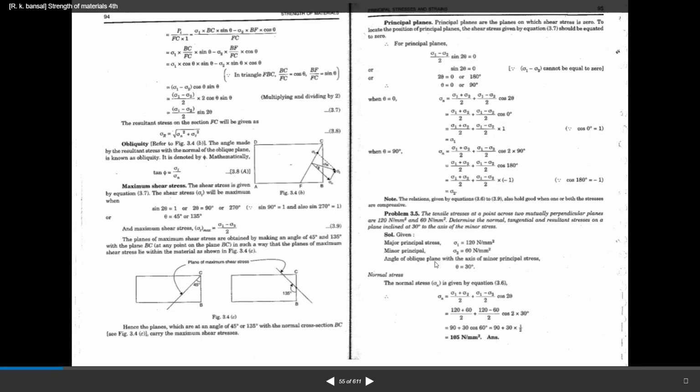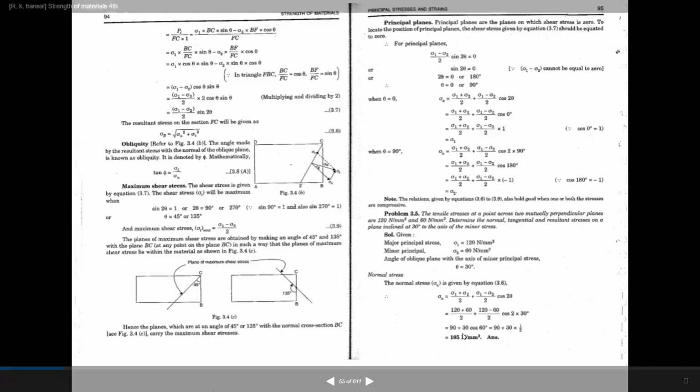Angle of oblique plane, that means inclined plane with the axis of minor principal stress, theta equal to 30 degrees. Normal stress: you know the formula, equation 3.6, sigma n equal to sigma 1 plus sigma 2 by 2 plus sigma 1 minus sigma 2 by 2 into cos 2 theta. Theta value 30 degrees. Substitute these values. Finally got the value, totally 105 Newton per mm square. This is the normal stress.